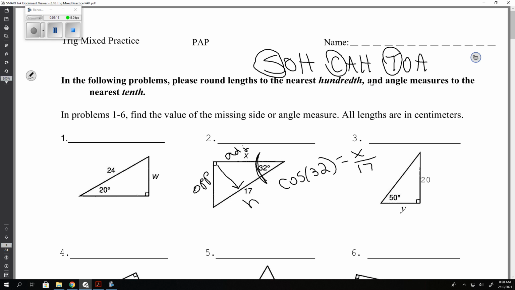Right? Okay, and then we see we've got the number in the bottom, yes? So when we have a number in the bottom, we actually do what? Multiply. Yep, so we'll do 17 times the cosine of 32. So 17 times cosine 32, type that in the calculator. Not worked it out yet.